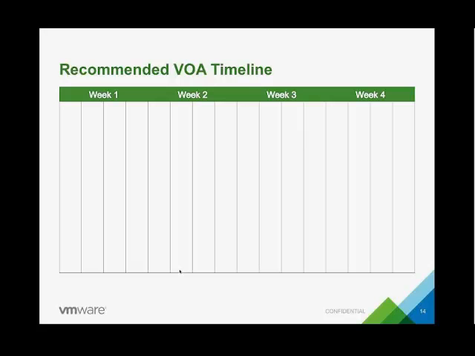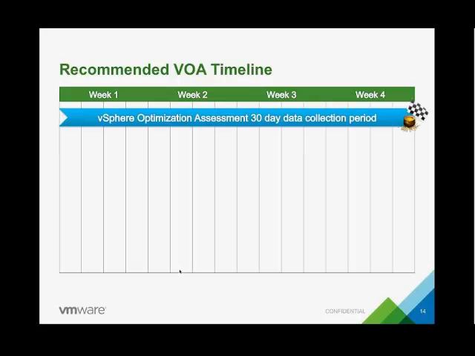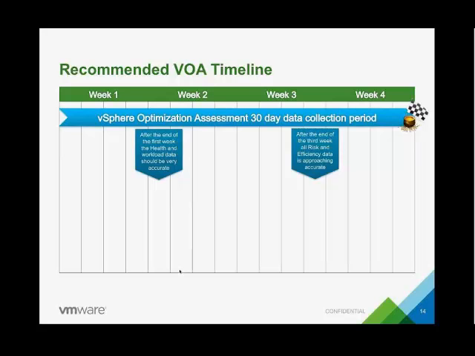So this is not the way you have to do it. This is just a recommendation. A lot of our successful partners that have been doing VOA for a while now kind of do it like this. You time bound it. You put bookends on it. It's a 4-week engagement, right? It starts when you install and it ends when you show the report and try to get agreement to purchase a VMware product, right? The tool runs for 30 days collecting data.